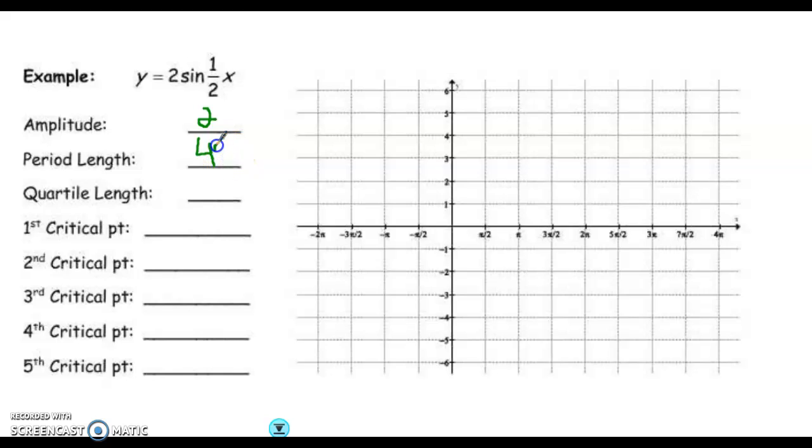And again, I only care about one whole cycle. So we're amplitude of 2. Quartile length, we're going to take our period and divide that by 4. So guess what? Each quartile will be pi units long. Alrighty. So I guess I can start graphing this now.